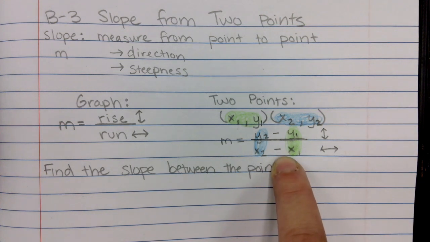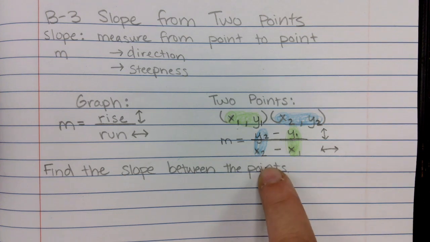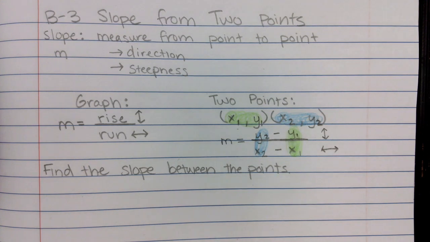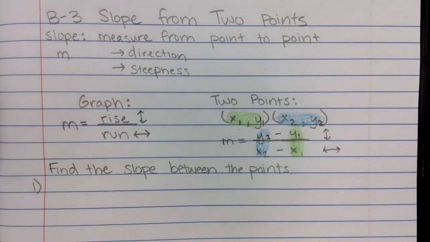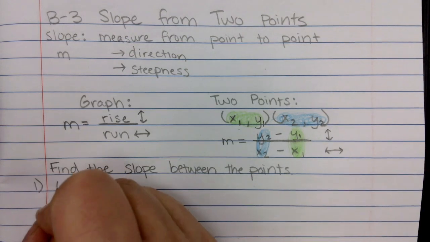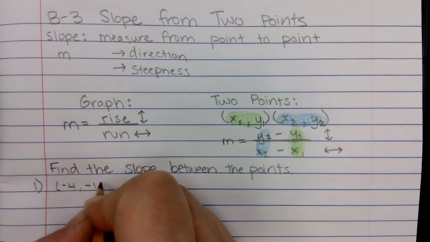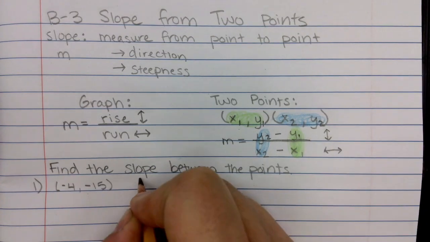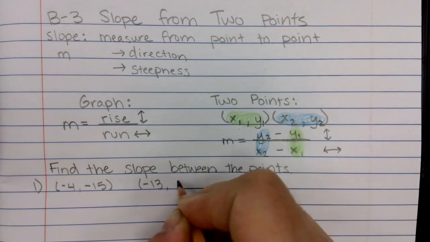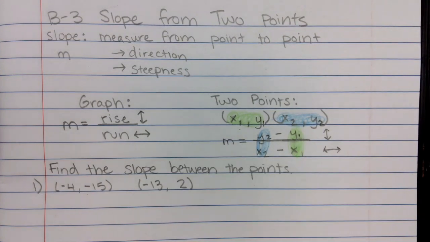All right, so for number 1, we're going to find the slope between (-4, -15) and (-13, 2). Talking really fast, I'll slow down. Could we graph this and find our rise and run? Yeah, it's not terrible. But graphing all the way out to -15 or all the way to -13 still requires a pretty big graph.